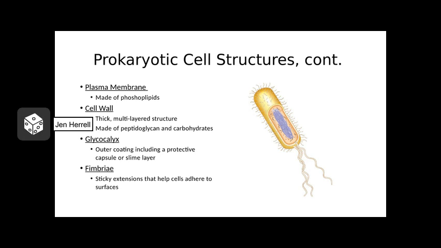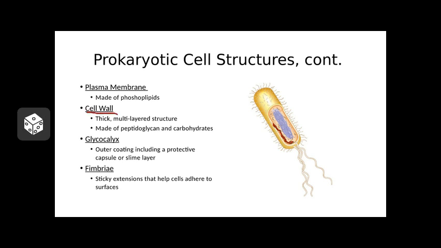There are several interesting structures that can be found on the outside of a prokaryotic cell. First of all, we have the plasma membrane. Now, all cells have a plasma membrane, so that's not particularly unique. But here you can see it's this kind of orangey layer on the inside here.